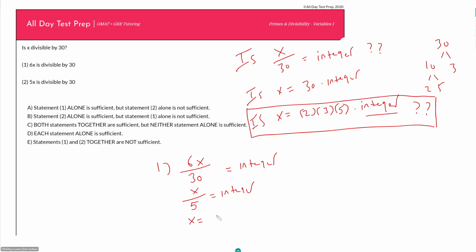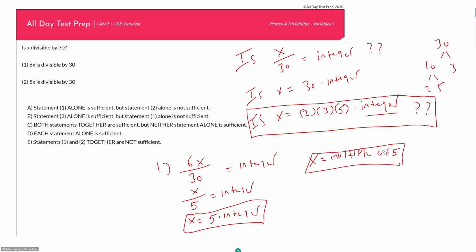So x is equal to 5 times an integer, which is really just saying x is a multiple of 5, which is what this statement is telling us. Just because something is a multiple of 5 doesn't necessarily mean it's a multiple of 30. We have our 5 here, but it doesn't tell us if we have our 3 and our 2. We could have them from this integer here, but we don't know that we have it.